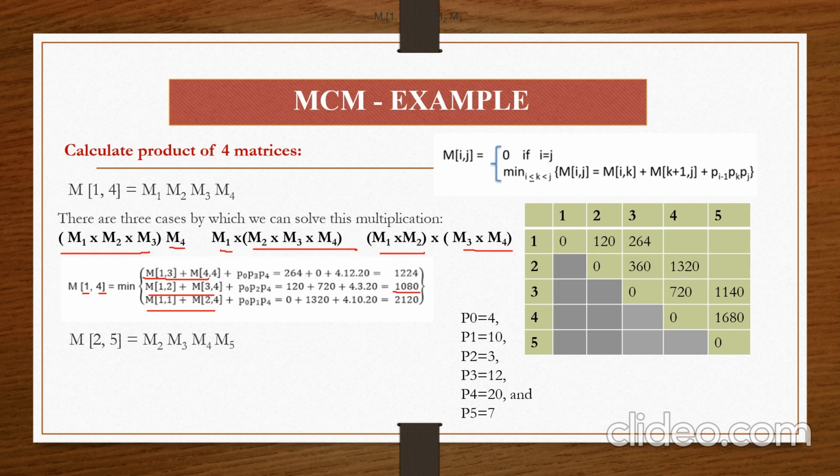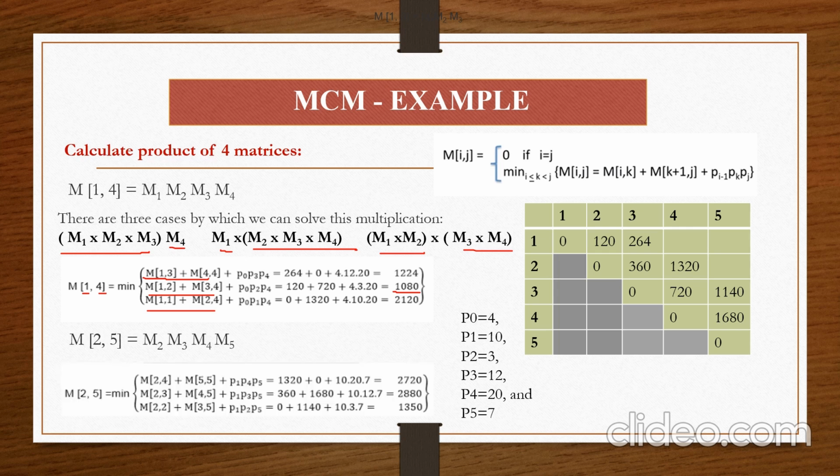Next, I need to find 2, 5. Here matrices 2, 3, 4, 5 will be considered, and again there are 3 possibilities of parenthesization, and I is 2 here, J is 5. So K will take the value 2, 3, 4. These are the formulas when K is 2, when K is 3 and when K is 4. So these are the possible values. Out of this I have to select the minimal one.